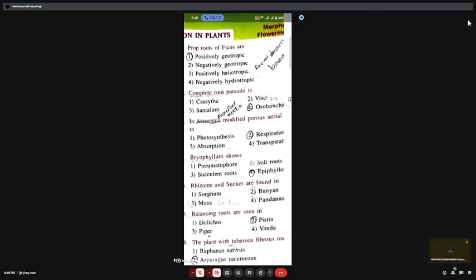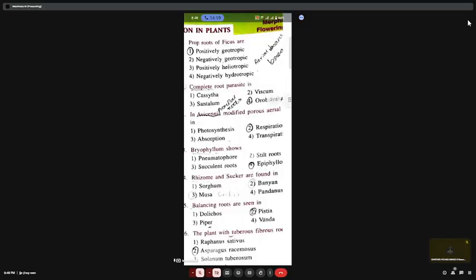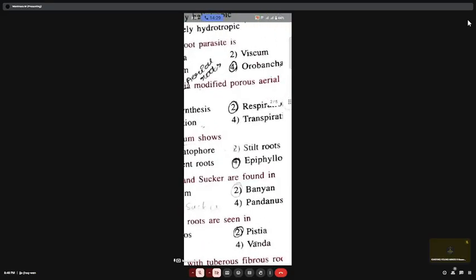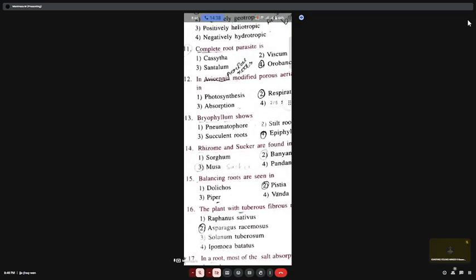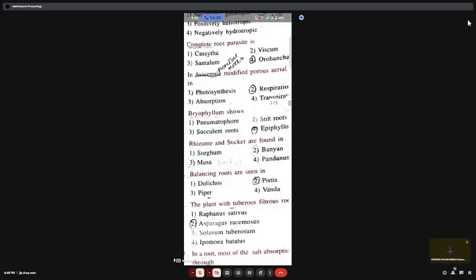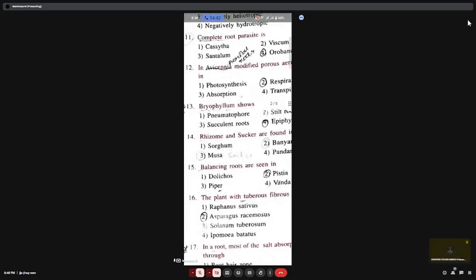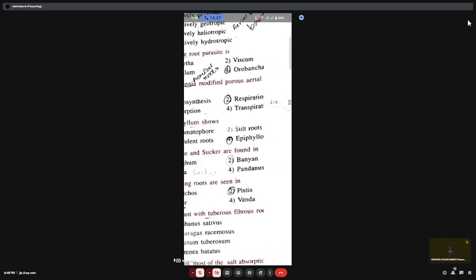And complete the root parasite is Cuscuta, Santalum, Viscum, Orobanche. Make a note: Orobanche, O-R-O-B-A-N-C-H-E. Next, in Avicennia, the modified porous aerial root performs absorption, photosynthesis, respiration, and transpiration.